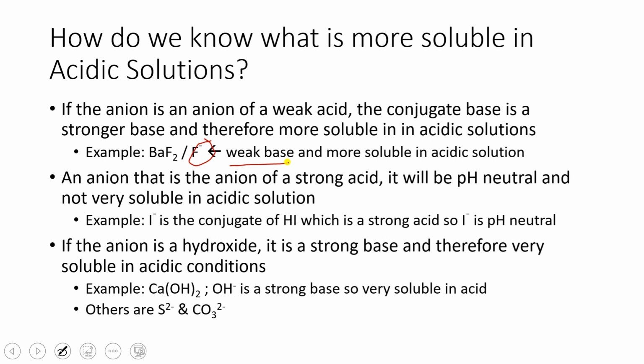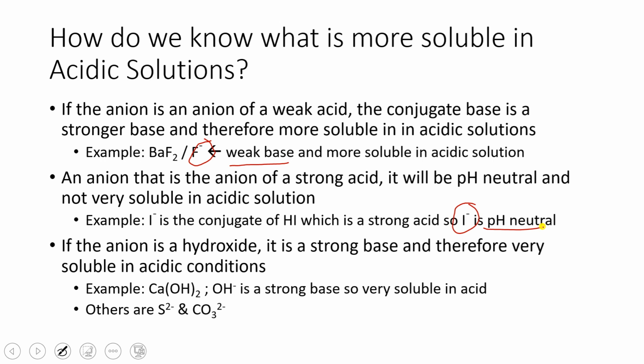An anion that's the anion of a strong acid will be pH neutral. Okay, the anion of a strong acid, when it dissociates, is pH neutral. Remember all those times we've done those problems and you're like, why are you ignoring the chloride? Well, chloride ion is the conjugate of a strong acid, hydrochloric acid. It's pH neutral. It doesn't affect the pH. Iodide ion is also another one. It is the conjugate of hydroiodic acid, which is a strong acid. So that ion, I minus, is pH neutral.